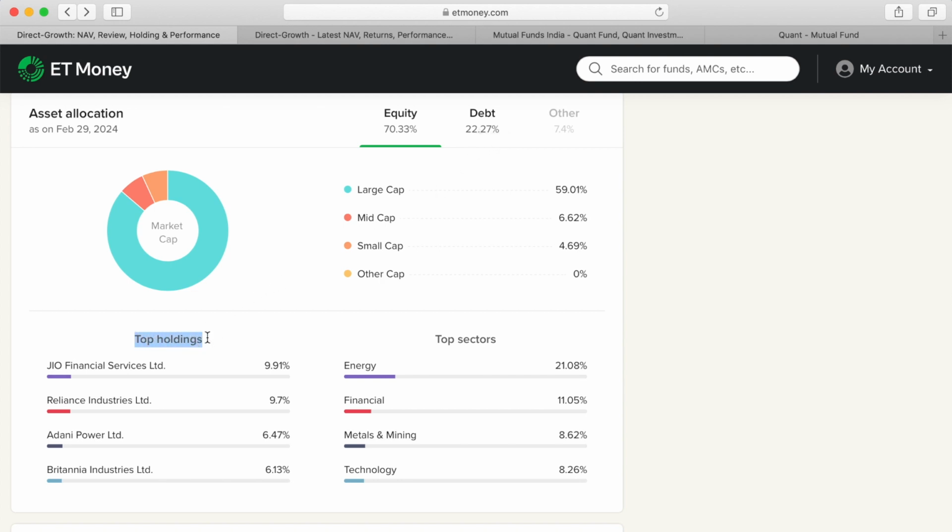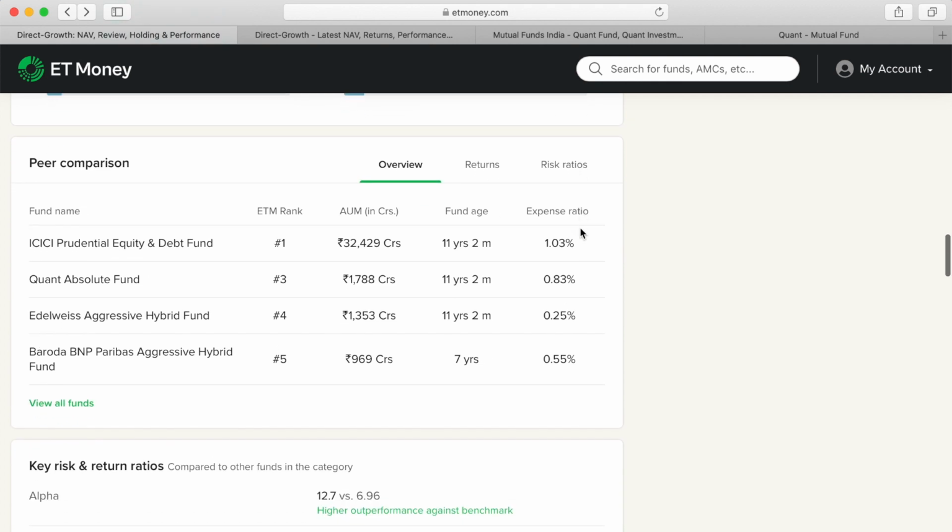From the top holding wise, Jio Financial Services has got allocation of 9.91%. Reliance Industries has got the allocation of 9.7, and Adani Power and Britannia Industries follow. From the sector wise, most of the money is getting allocated for the energy sector. Then the financial, which is over 10%. Metal and mining is around 8.62%, and technology, which is IT, is around 8.26%. Whether the equity is performing well or debt instrument is performing well, since it is a combination of both, the return will be really well. Let us compare this mutual fund with its peers.